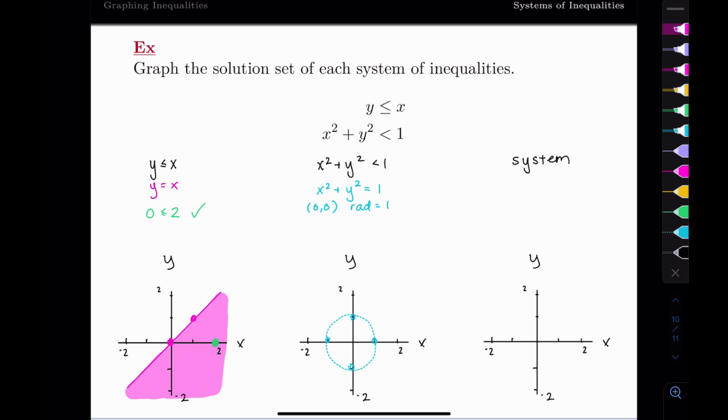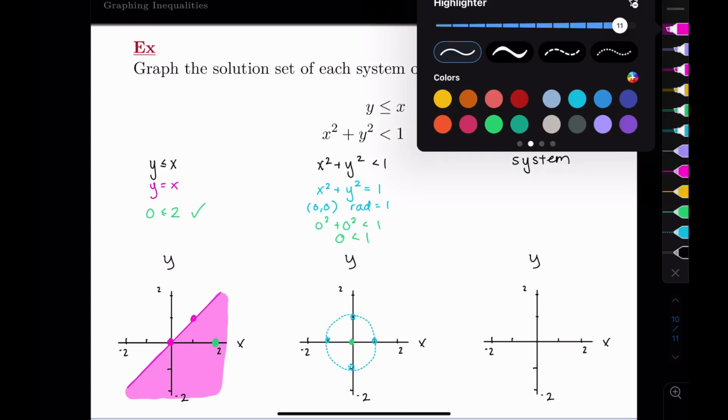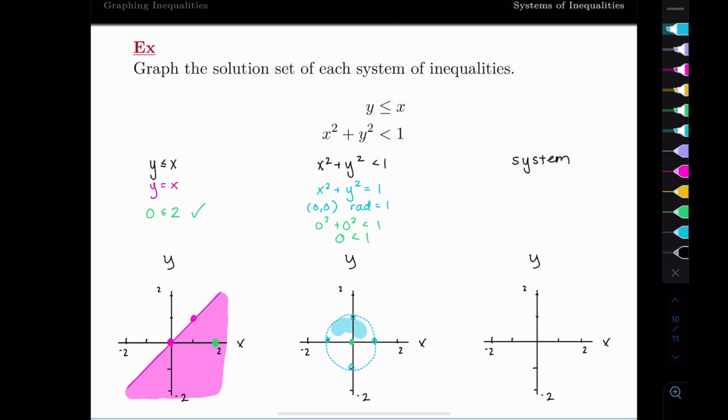And so this is definitely a little bit harder to see which region we shade, but I can pick points basically inside the circle. But again, let's use a test point of 0, 0. If we plug that in, it gives us 0 squared plus 0 squared is less than 1. And indeed, 0 is less than 1. So I can pick this stuff inside my circle.